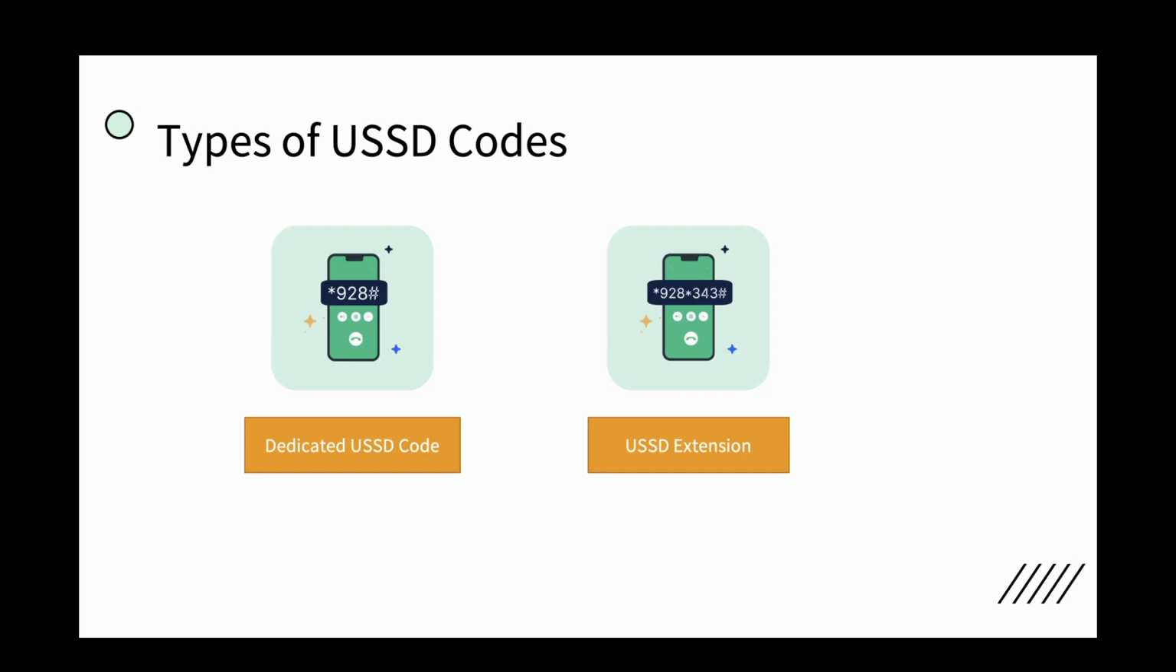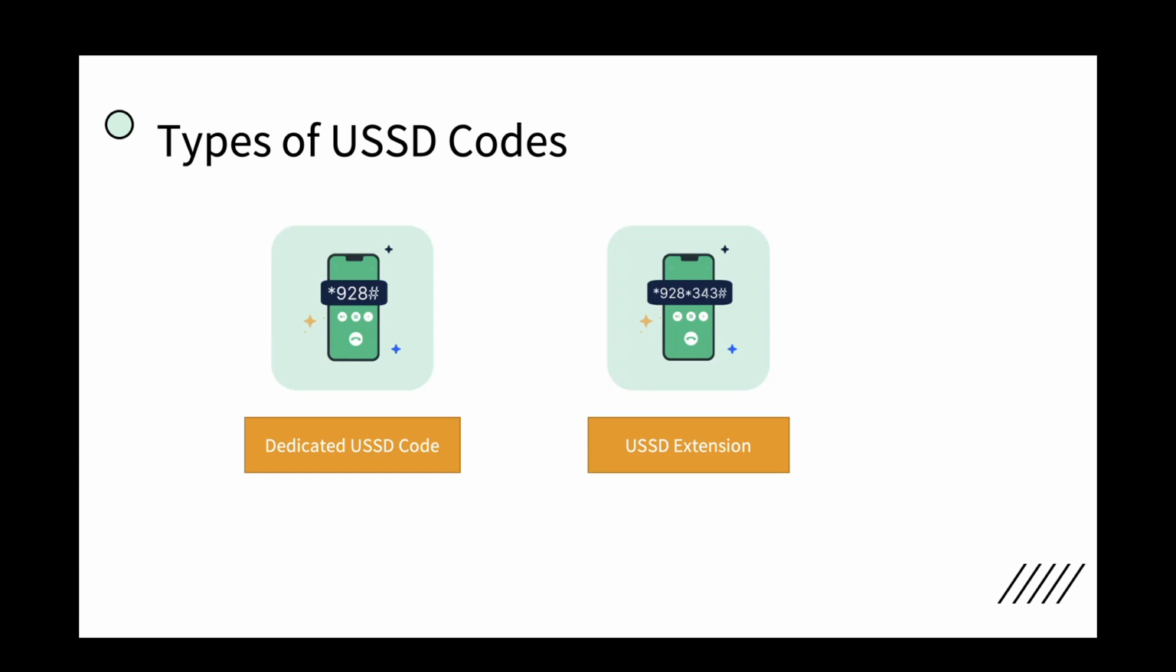I'll just end it at the level where, unlike the dedicated code where you dial *928#, with the extension you are appending additional data, in this case 343, where that 343 is mapped to a different application. It could be within the same organization, maybe even a bank. They know that when you dial maybe *928*45, you want to use, let's say, the funds transfer application. When you dial a different one, you want to connect to the investment system, and maybe these are two different systems. So you could have an extension that maps to different applications, or maybe internally it all goes to one place.